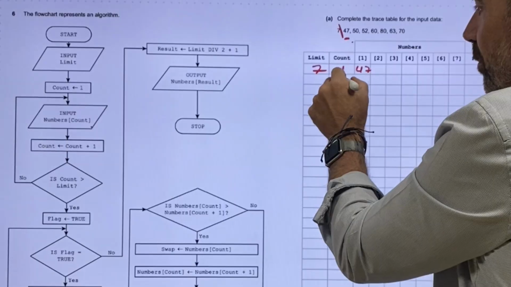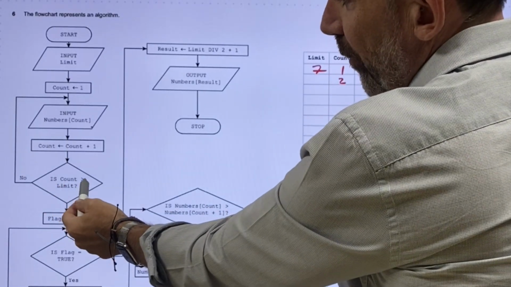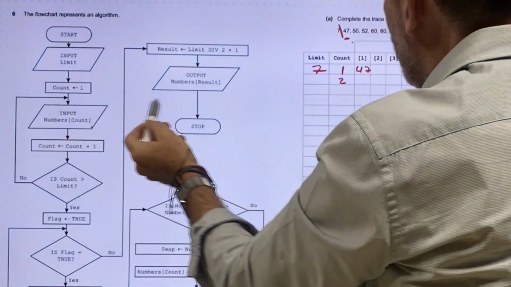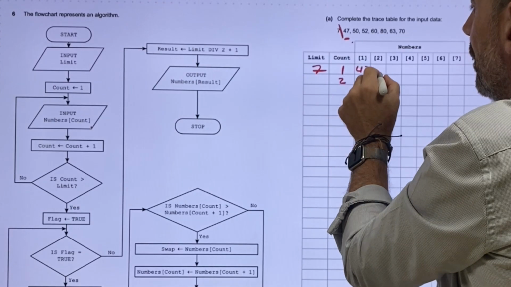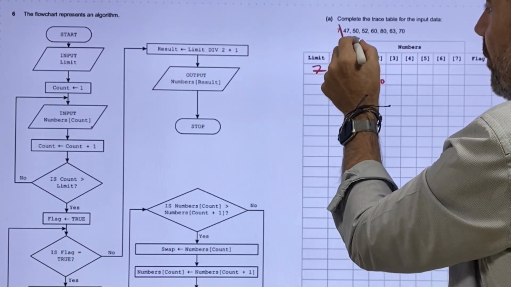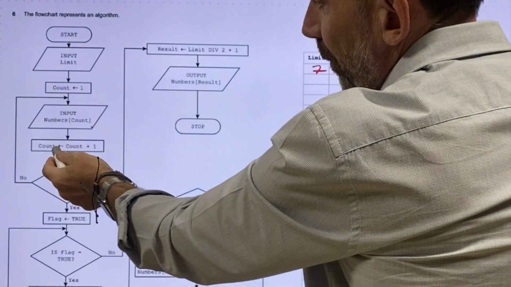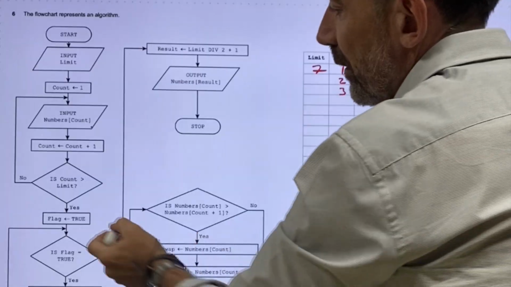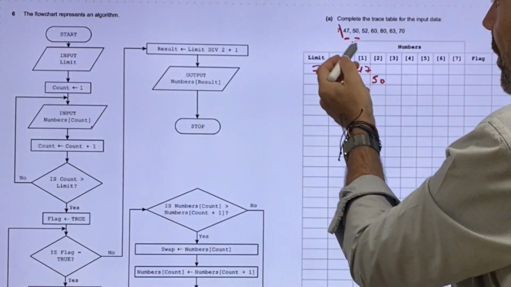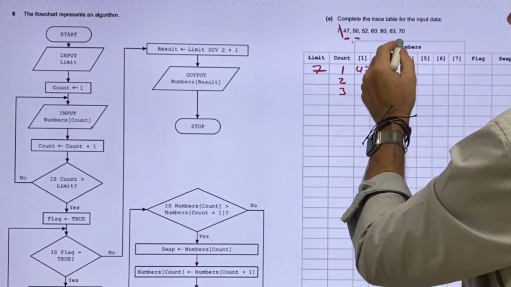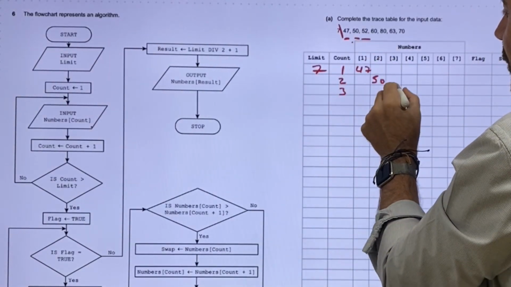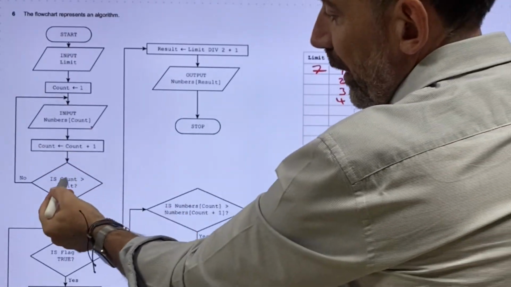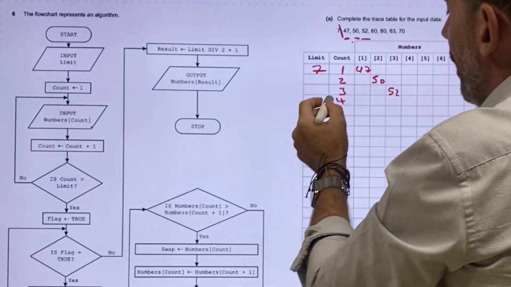So 2. Is count greater than limit? 2 is not greater than limit. So let's go back and put the next number, which is 50 at position 2. Count has been assigned the value count plus 1, so 3 in there. Is count bigger than limit? No, it's not. So back round, input our number, position 3 is 52. Count plus 1. Is count greater than limit? No, it's not.